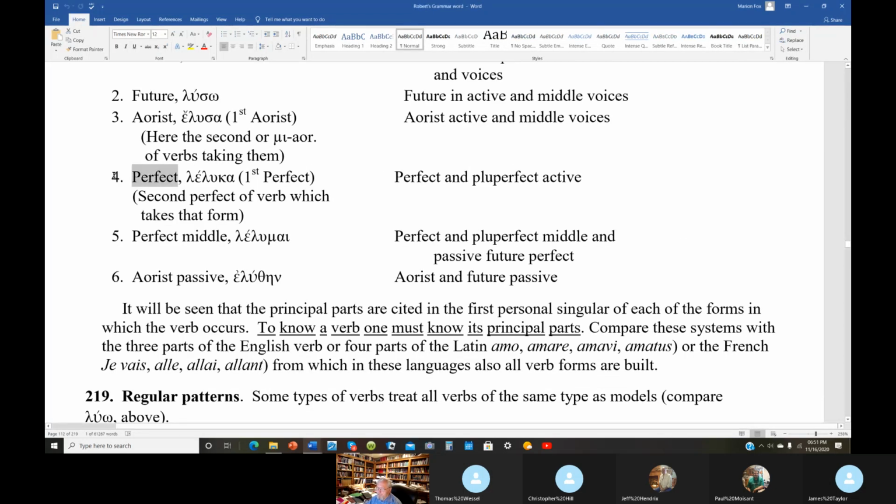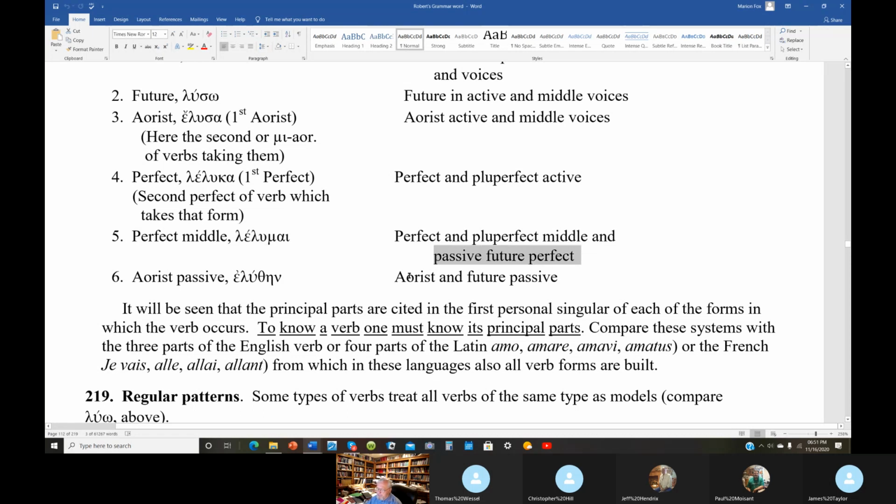So we've covered the fourth principal part. All right. Let's go to the perfect middle now. The perfect middle is right here, leilumai. And so there's your stem again, and it's a mai ending, okay? And what follows that pattern? The perfect and pluperfect middle, and the passive future perfect. So we got a future perfect.